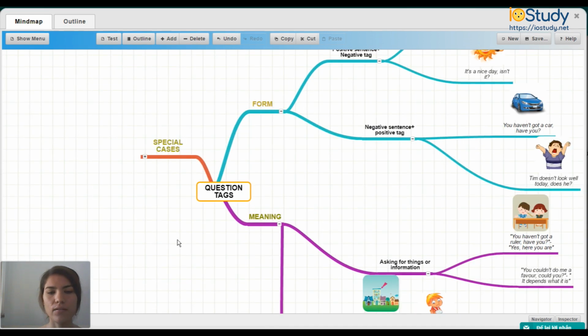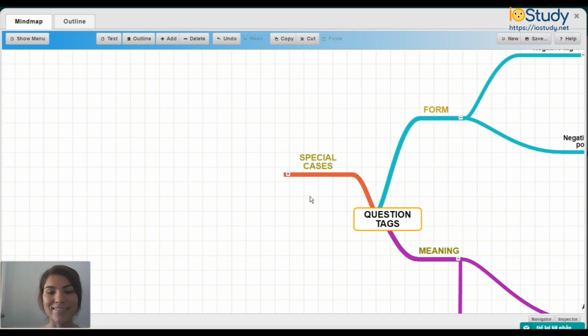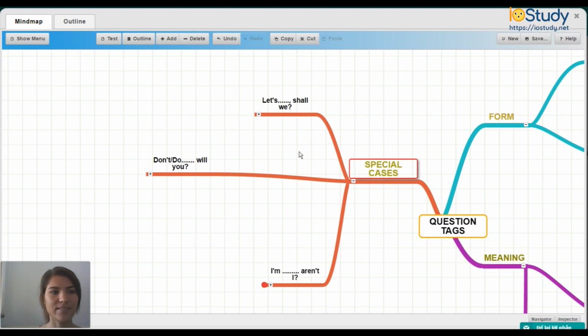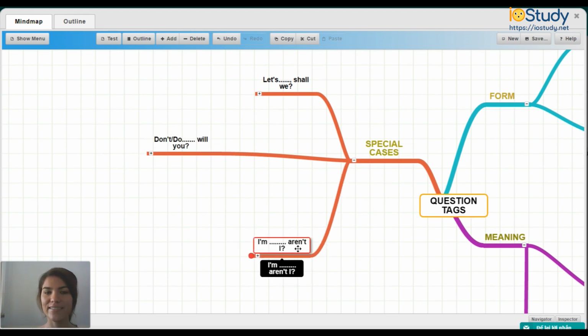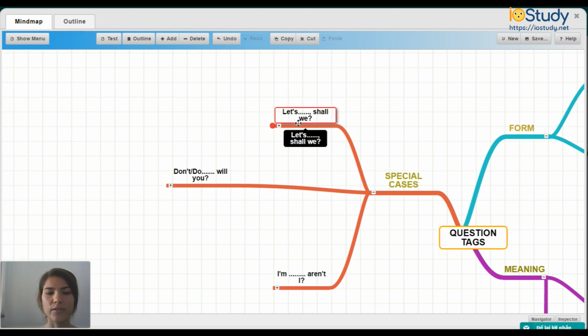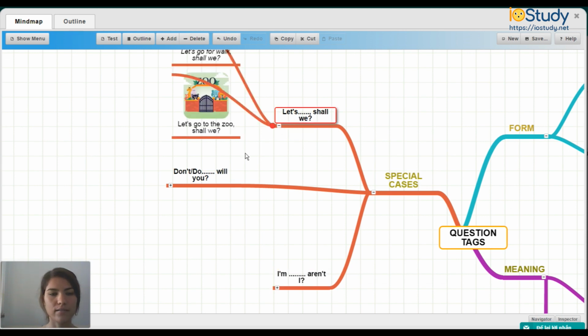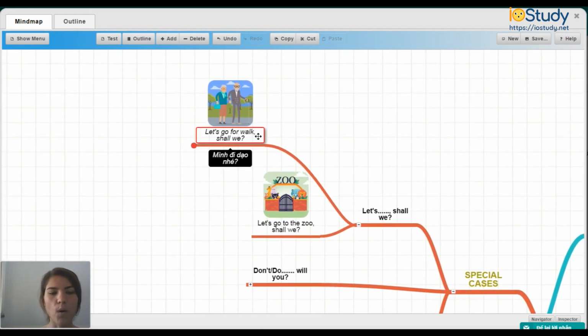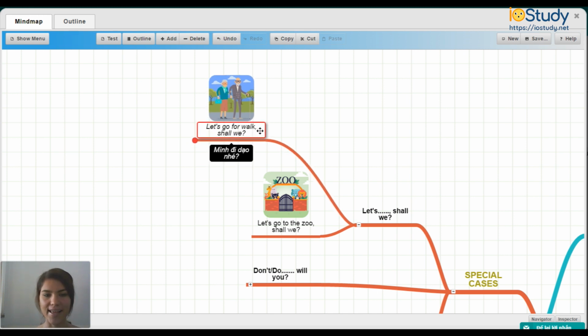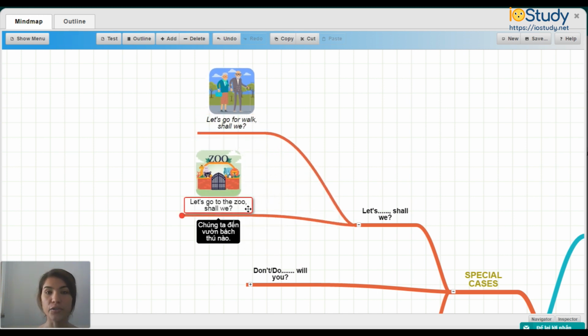Okay, now let's go on to some special cases. Here are our special cases. We have let's, shall we? And don't or do, will you? Finally, I'm, aren't I? So let's look at some examples of let's, shall we? First example, let's go for a walk, shall we? And let's go to the zoo, shall we?